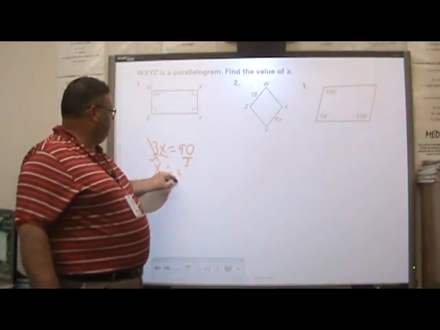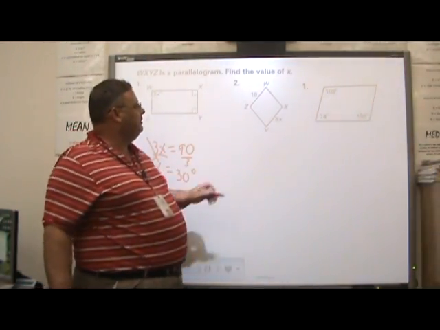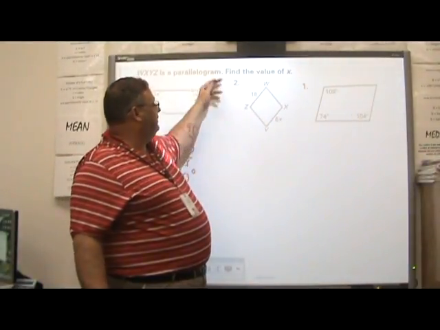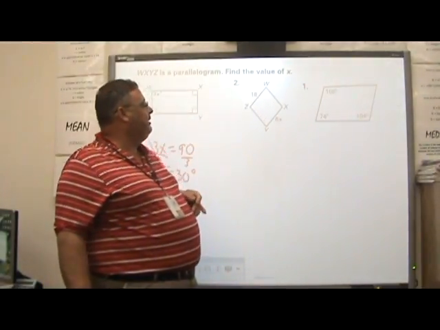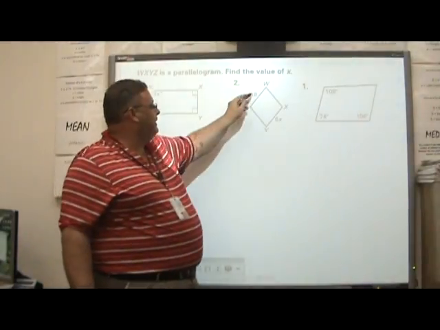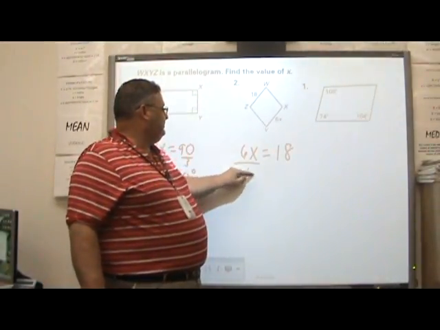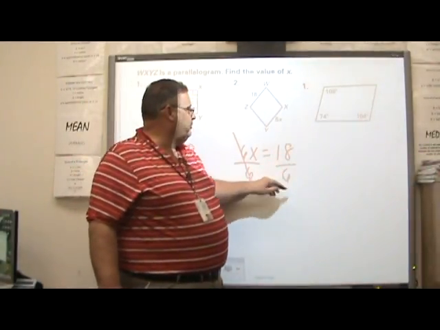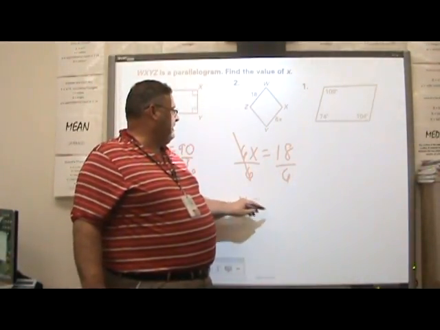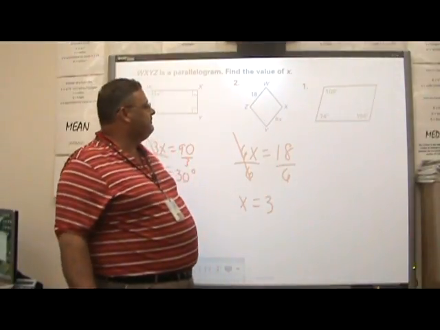And so x would be 30 degrees. Here's our rhombus, which is a type of parallelogram. Opposite sides are congruent. So I could just say 6x equals 18. I want to get the x by itself, so the opposite multiplies divide. So I divide both sides by 6, so x would equal 3.